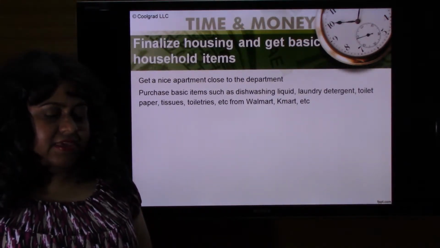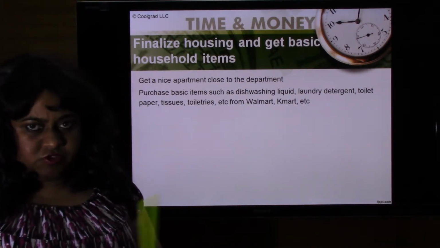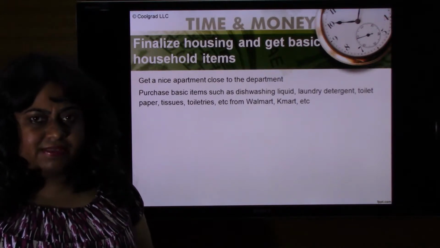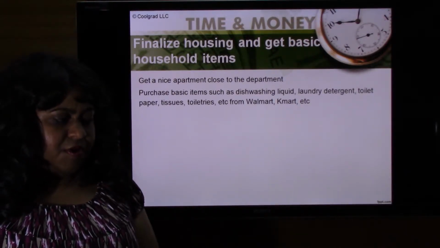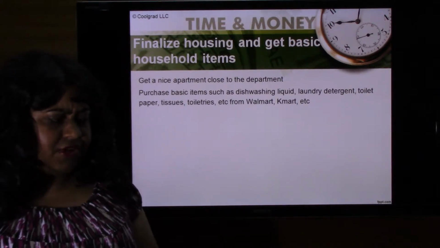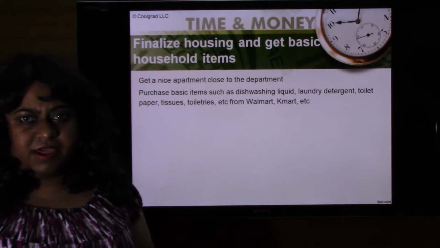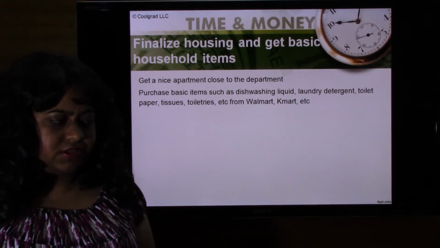So once you land at the university abroad, get a nice apartment close to the department, finalize your roommates if you need roommates, and then purchase basic items such as dishwashing liquid, detergents and laundry supplies, and tissues, from Walmart, Kmart or Fry's or any of the Safeway or any of these stores.